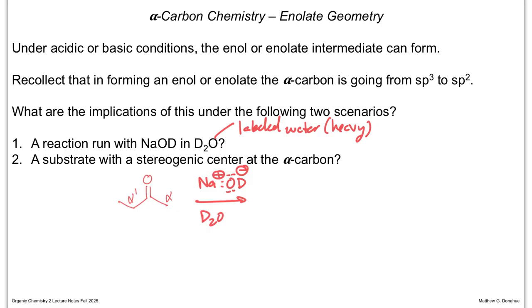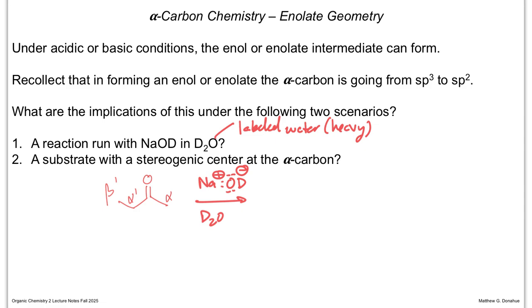So how do we know that this stuff is occurring, that it's actually happening? We can run these experiments with deuterium labeled sodium hydroxide and deuterium labeled water. So D2O is called heavy water. That's going to help us understand why stuff only happens at alpha carbons.